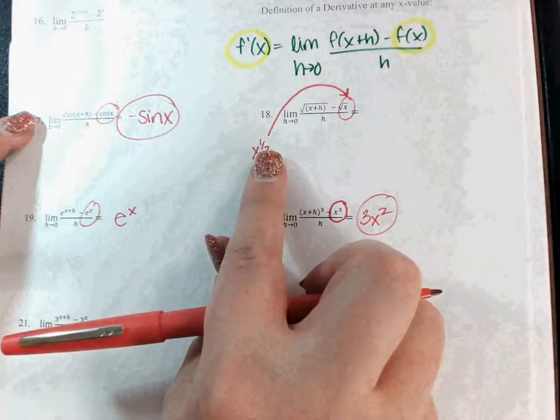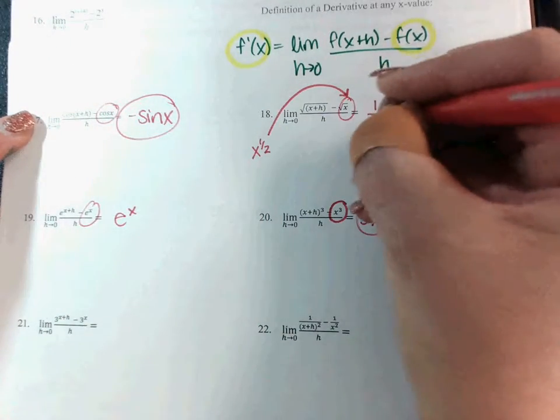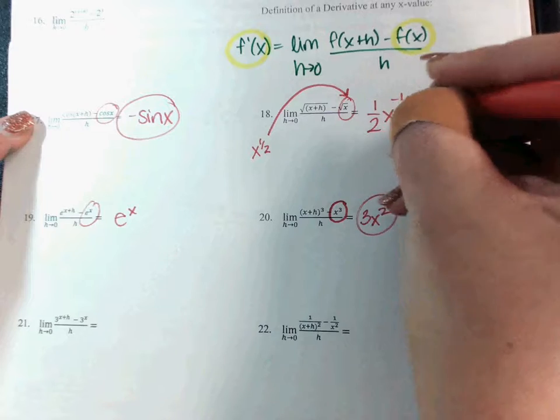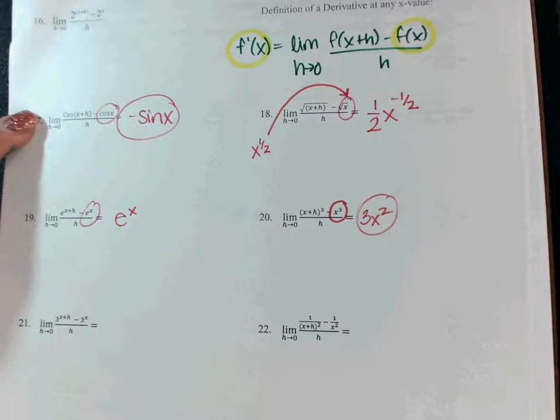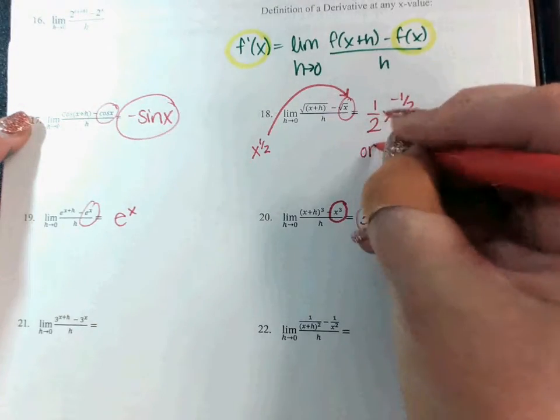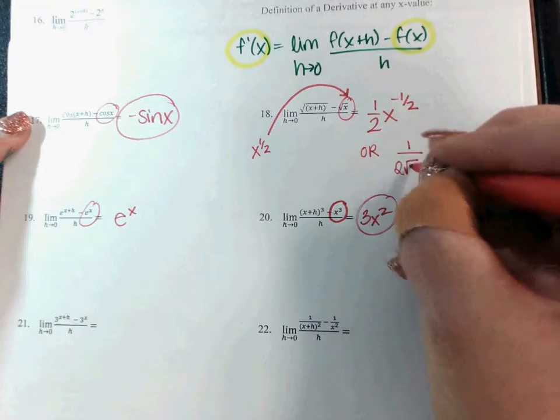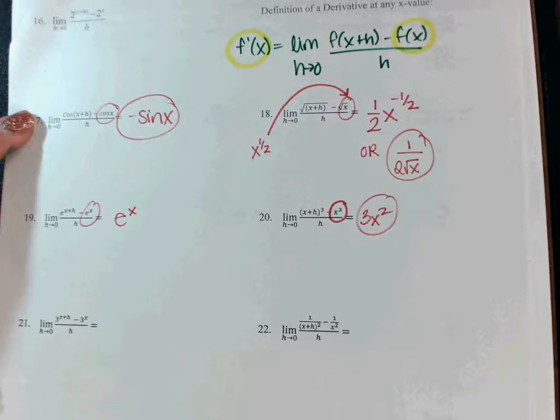So my 1/2 is going to come down to the front. And x is now to the negative 1/2. Now, they're not going to leave it like that. 1/2 means a square root. Negative 1/2 means it's a square root on the bottom. So I'm going to rewrite that as 1 over 2 root x. And that's how you'd see the answer presented there. Okay, do number 22 for me. Because it was a 1/2, so the 2 was already on the bottom. Yeah?